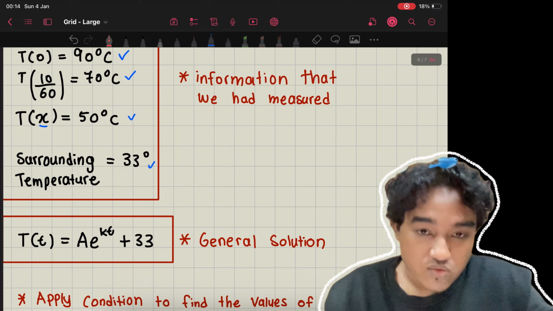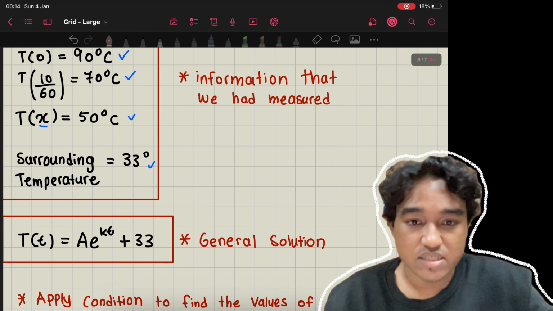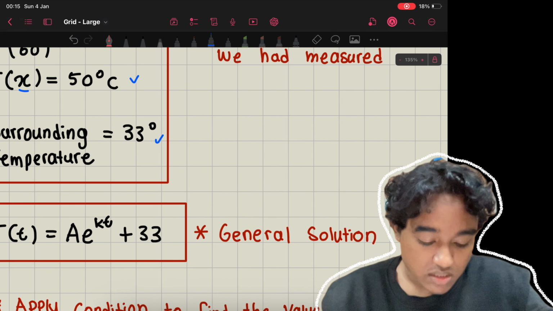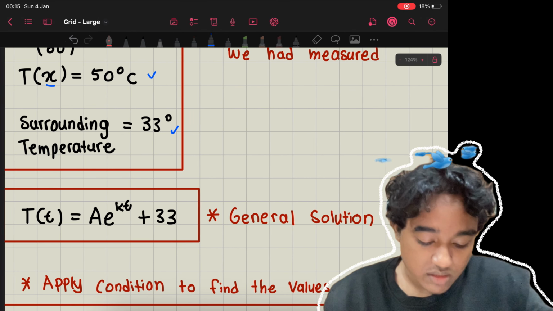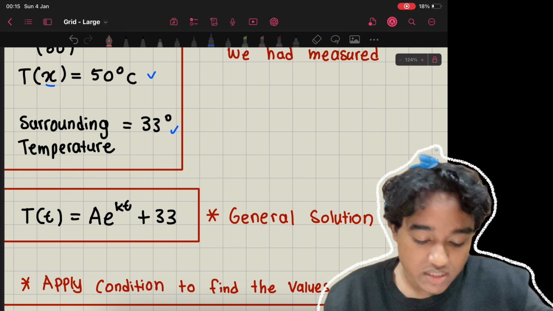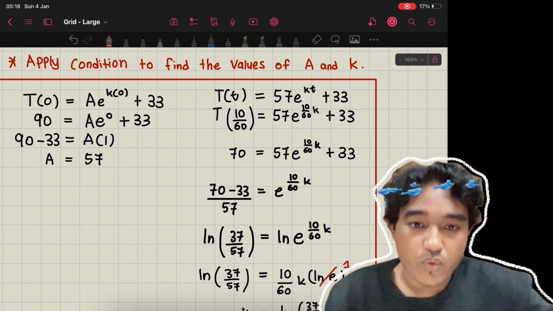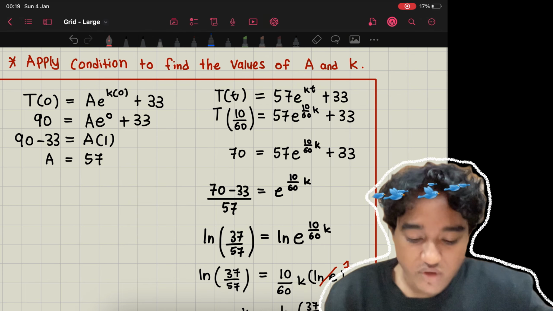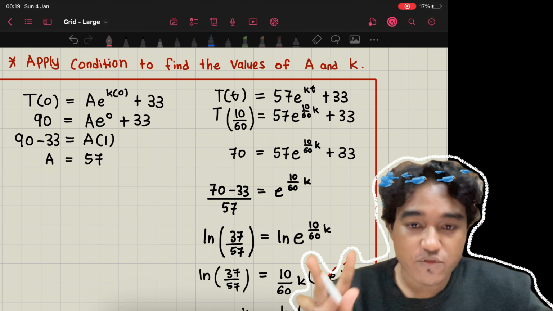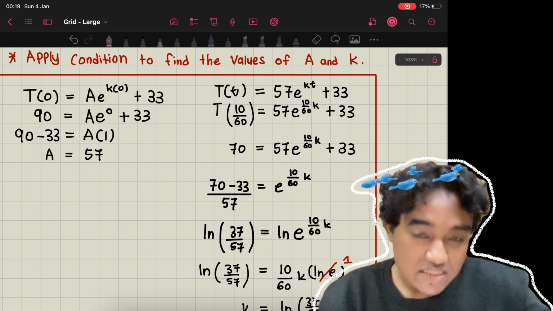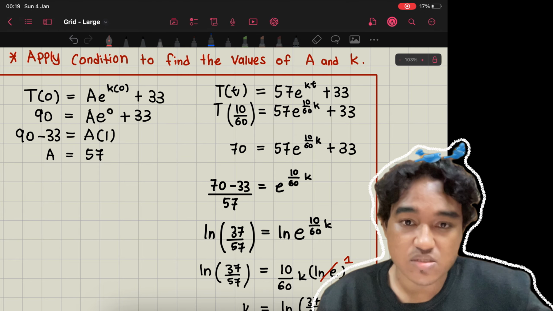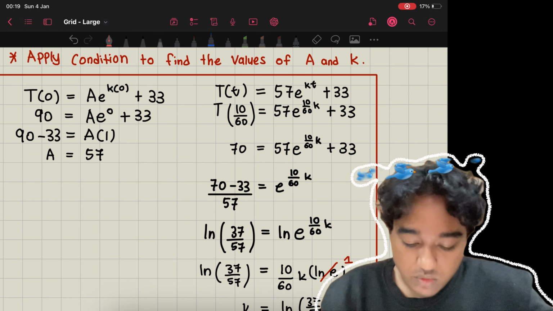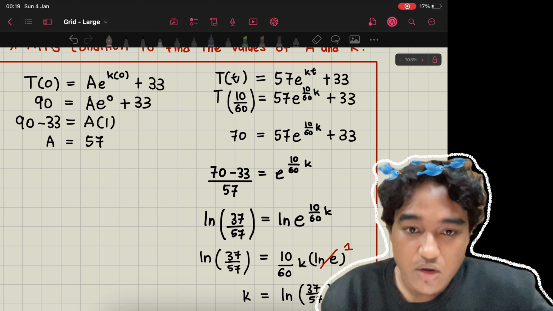And by using the model that was explained by Jasmine in the previous video, we got our general solution: T at time t equals A e to the power of kt, plus 33. So we are moving to the next part, where we apply the conditions to find the values of A and K. We have two conditions here: at t equals 0, we got 90 Celsius, and after 10 minutes, we got 70, which is T of 10 over 60.